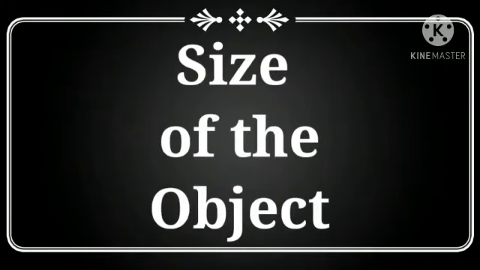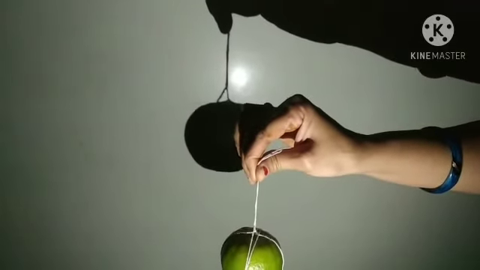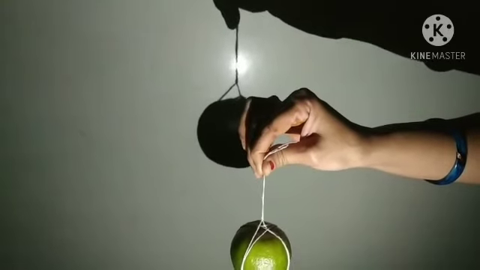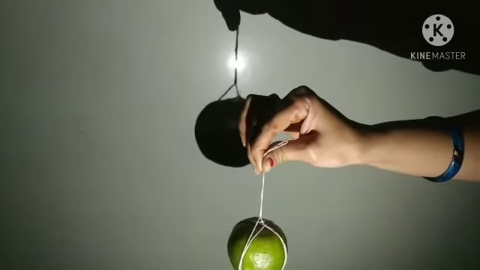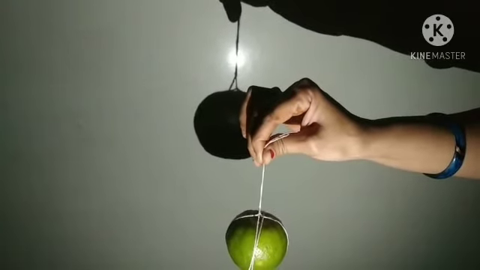Let us perform the fourth activity to show that the size of the shadow depends upon the distance of the object from the source of light. Switch on a beam of torchlight in a dark room and point it towards an orange, kept at a distance of 1 meter away from the torch. Observe the shadow of the orange on the wall. Note the size of the shadow.